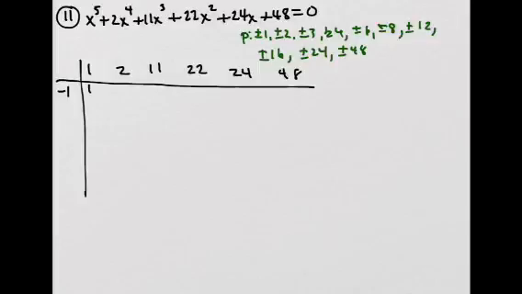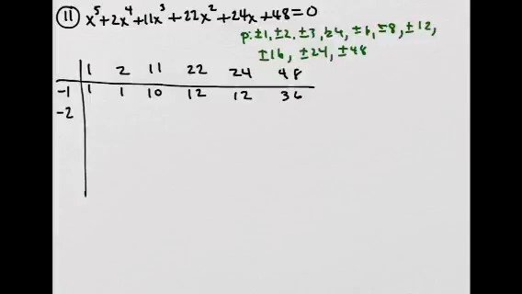So bring down the 1. 1 times -1, -1, plus 2 is 1. 1 times -1, -1, plus 11 is 10. -1 times 10 is -10, plus 22 is 12. -1 times 12 is -12, plus 24 is 12, and then -1 times 12 is -12, plus 48 gives me 36. So that one's not going to work.